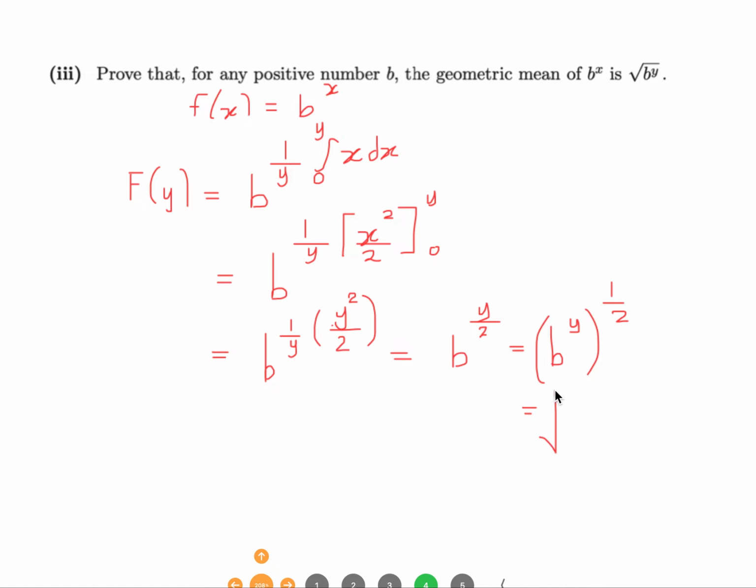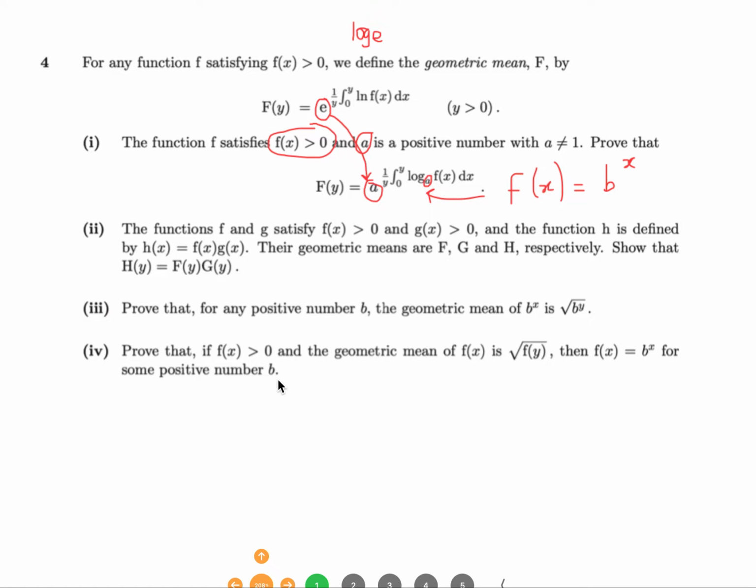So, root b to the y. Okay, so nothing too bad so far. Well, up to this final part of the question.